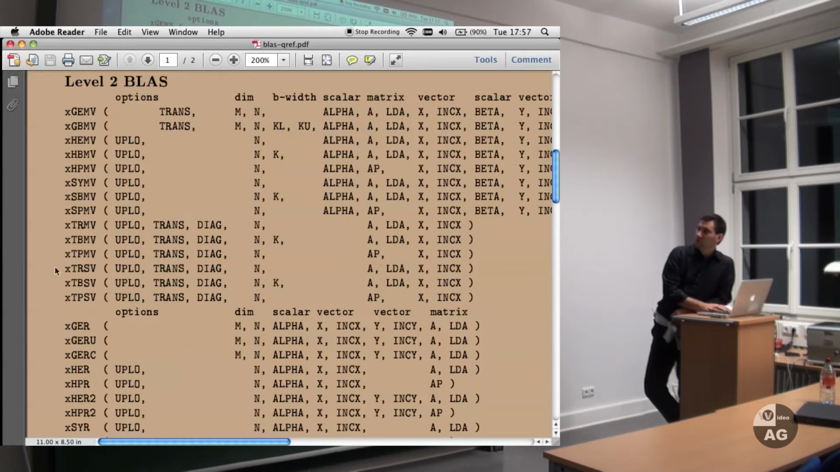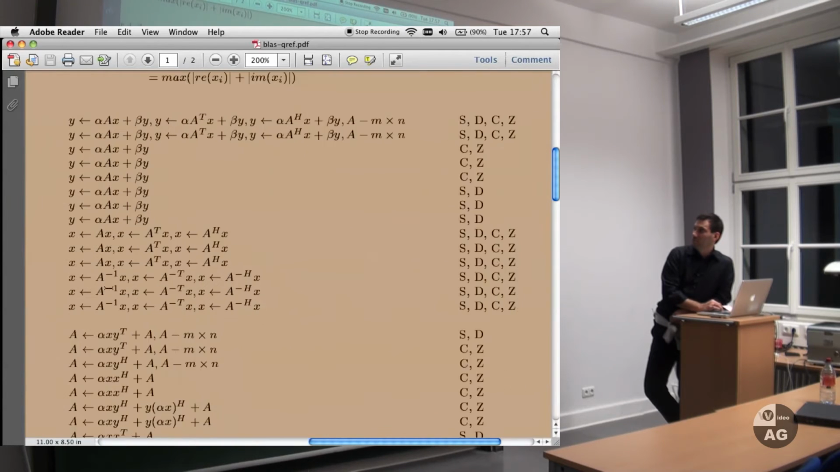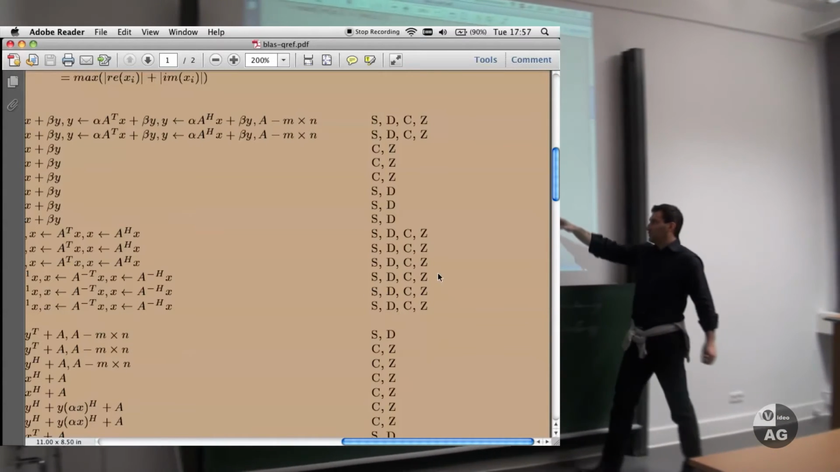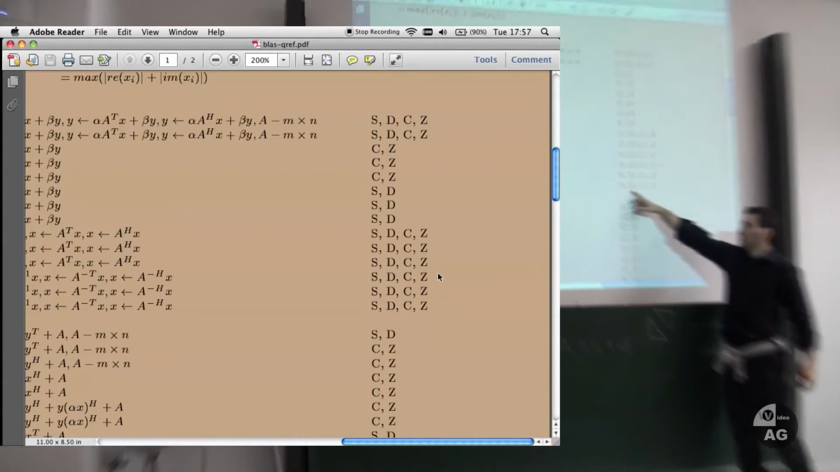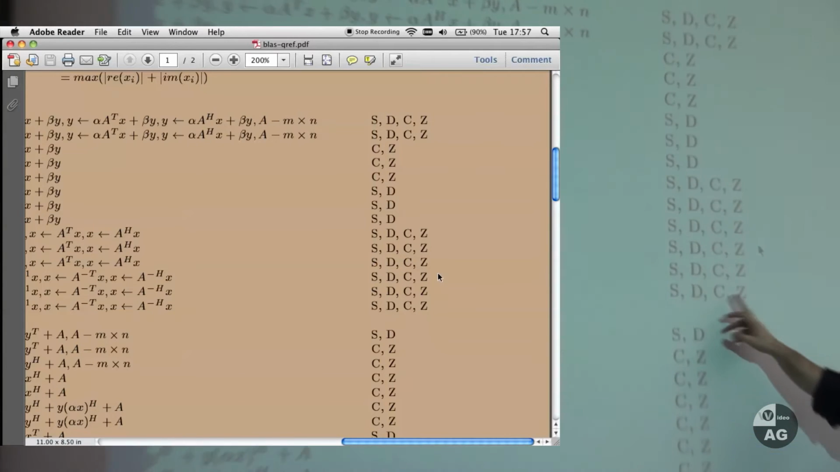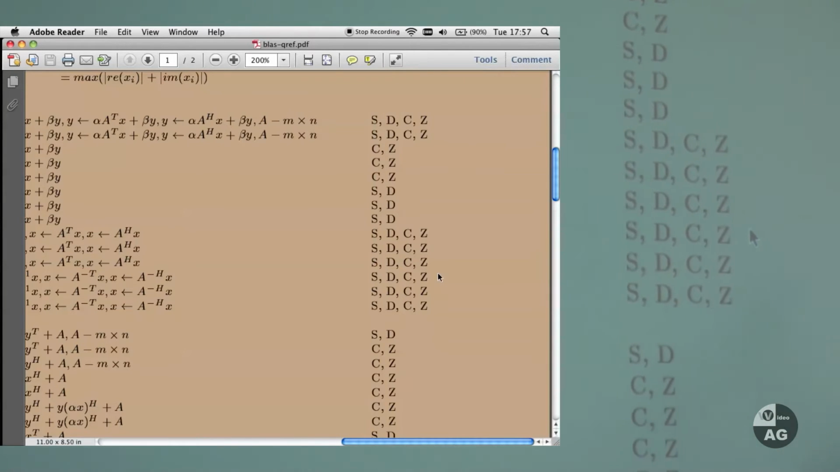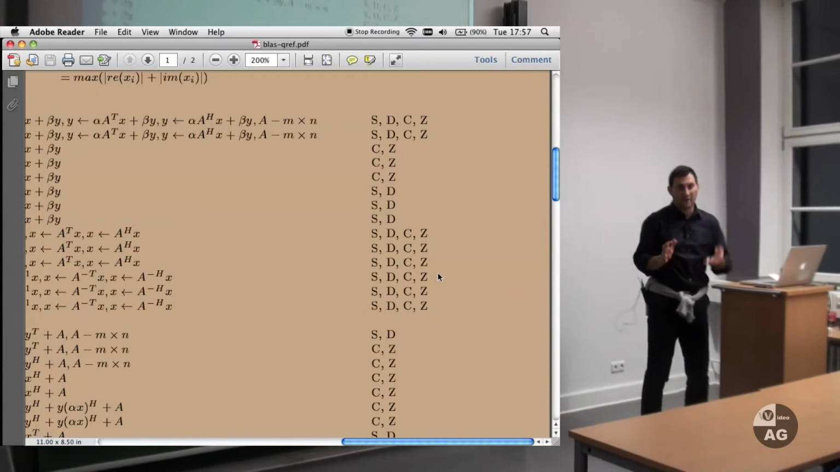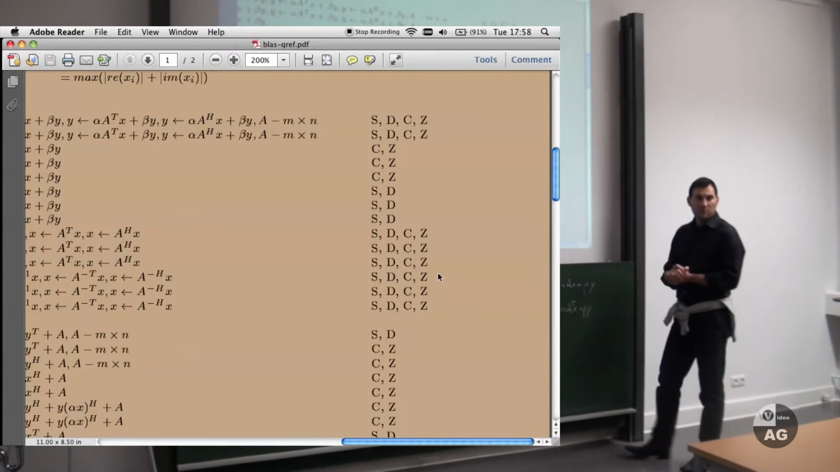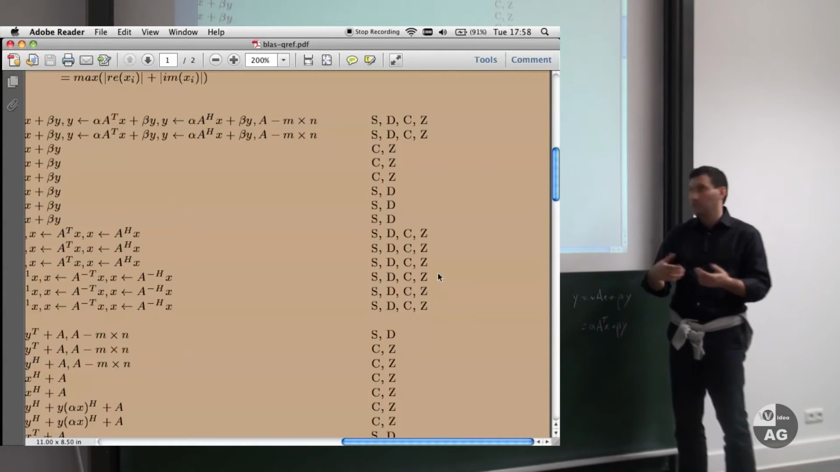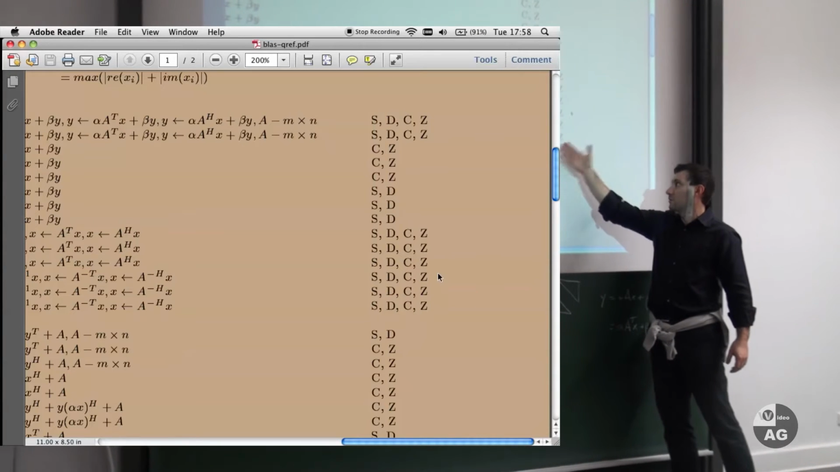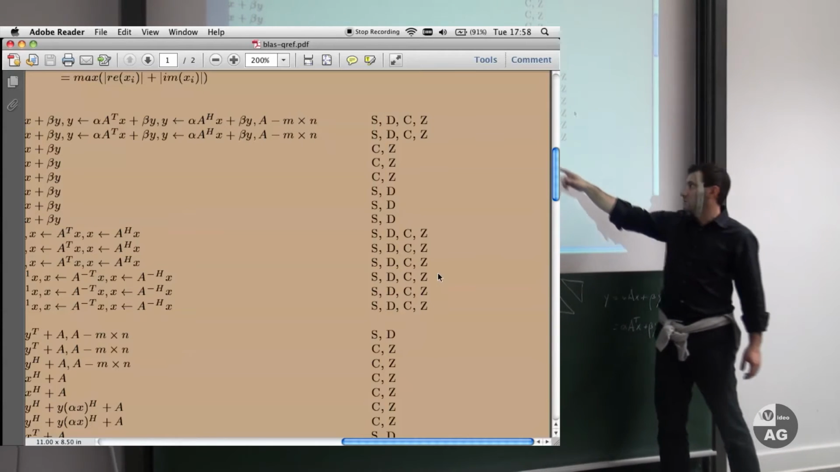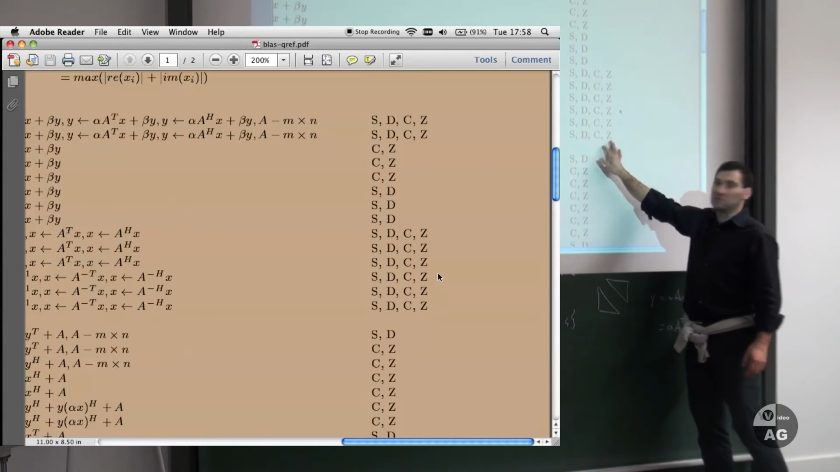You can substitute this with any of S, D, C, Z. S means single precision, D means double precision, C complex single, and Z complex double precision. So most of these routines appear in 4 different flavors, depending on whether you work with real or complex arithmetic, S/D or C/Z, and whether you want single or double precision.